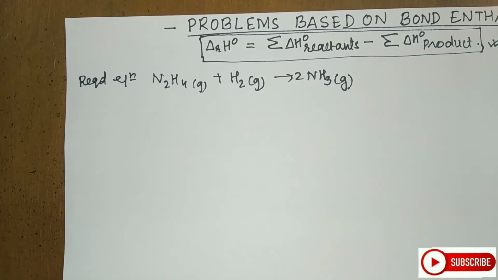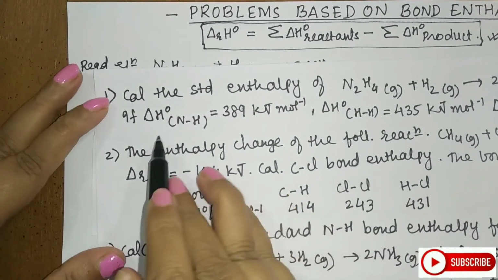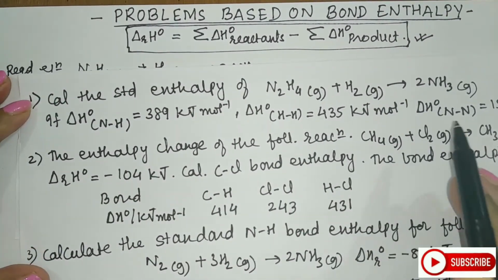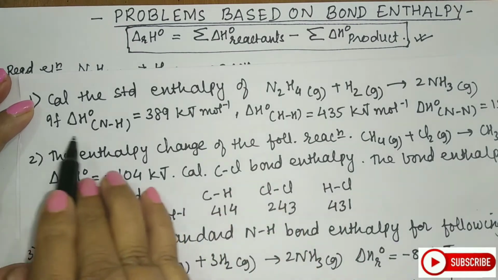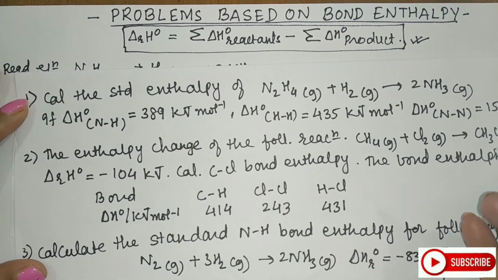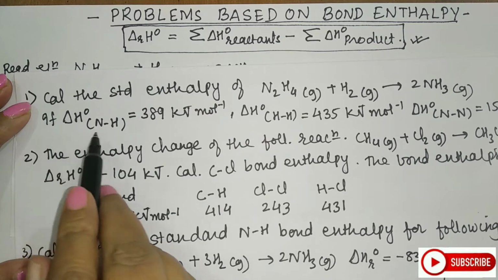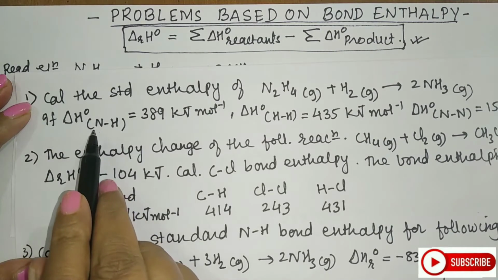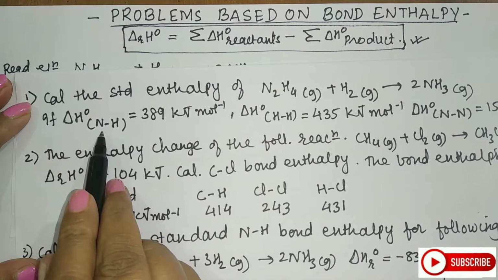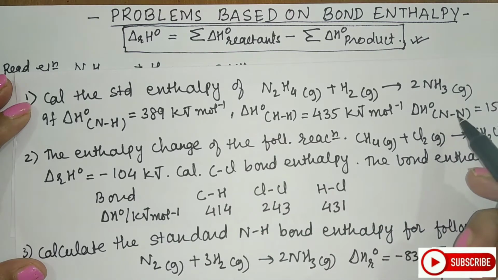Now students, how to solve the problem? For that, if you see here, they have given the data. Always take some effort to glance at the given data so you get an idea about the type of bond, especially between nitrogen-nitrogen or oxygen-oxygen. If you see the given data, the bonds given are the N-H single bond, the H-H single bond and the nitrogen-nitrogen single bond.